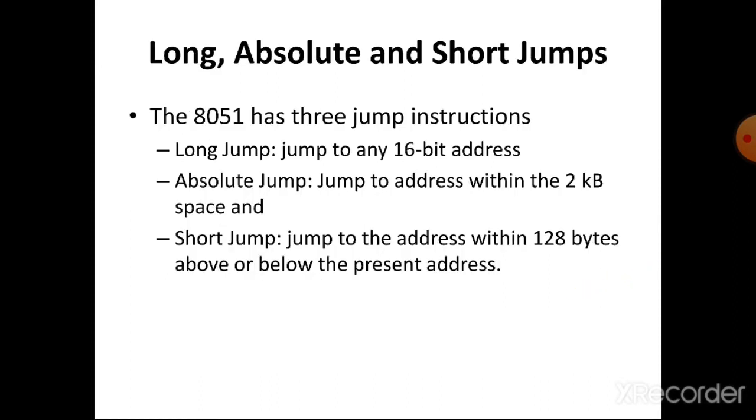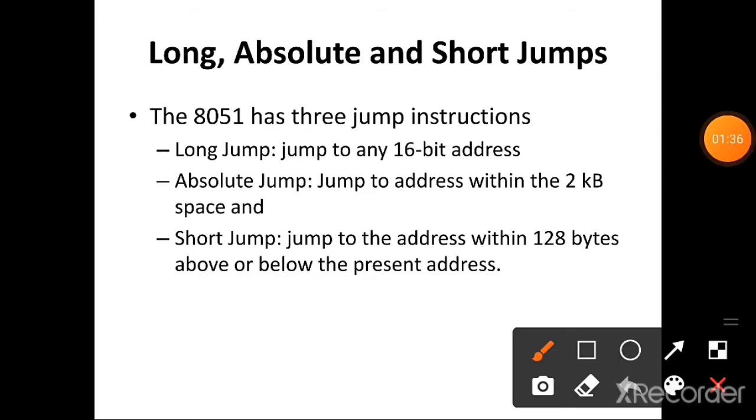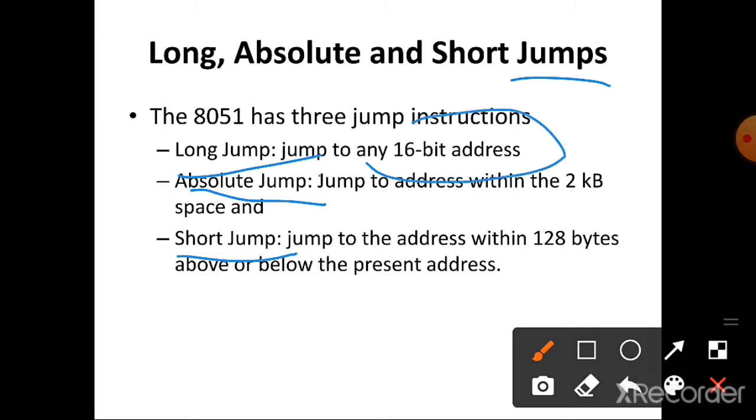And the next one is the jump instruction. There are mainly three types of jump: long jump, absolute jump and short jump. These are classified based on the address. Long jump means it jumps to a 16-bit address, so the address location is specified using 16 bits.